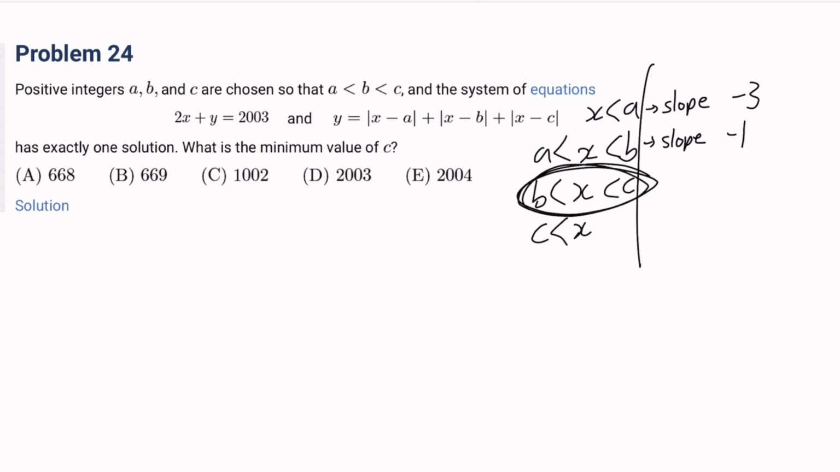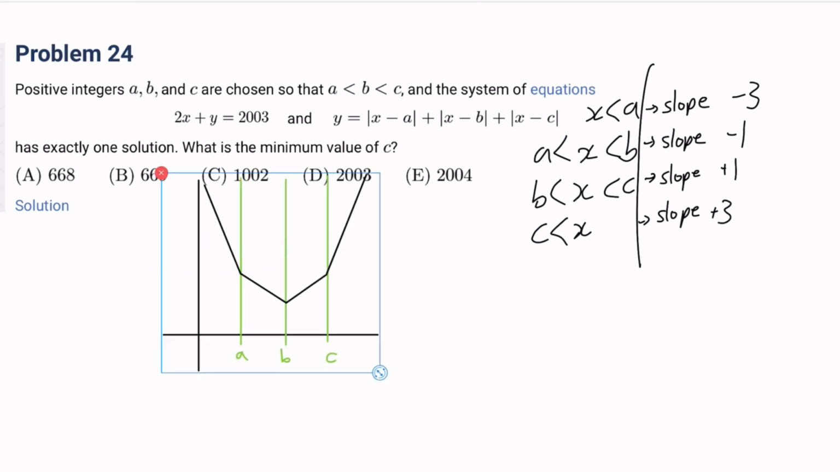And if x is between b and c, then these two are positive, but this is negative, so that gives us the slope of positive 1. And if x is greater than c, then this is all positive, so the slope will just be positive 3, right? And so if we draw a diagram of that, it will look something like this, right?